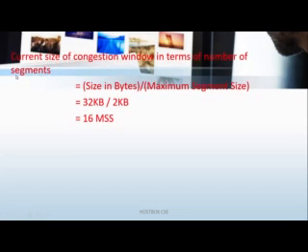Let's cover the solution here. Before going to the solution, what is the current size of the congestion window in terms of number of segments? Here the current size of the congestion window by formula is 32 by 2, that is 16 MSS. Let's go to a diagram, then we'll get more clarity.